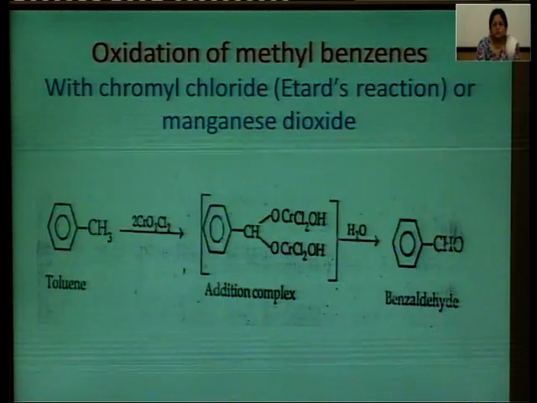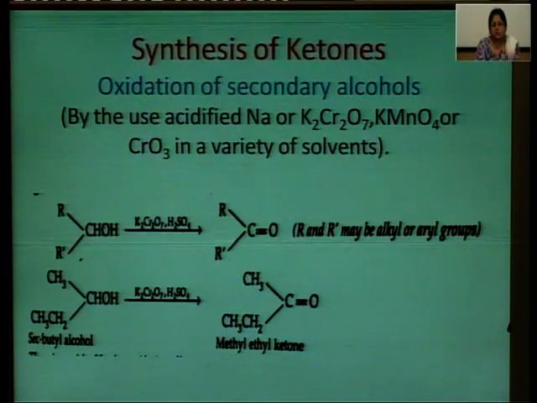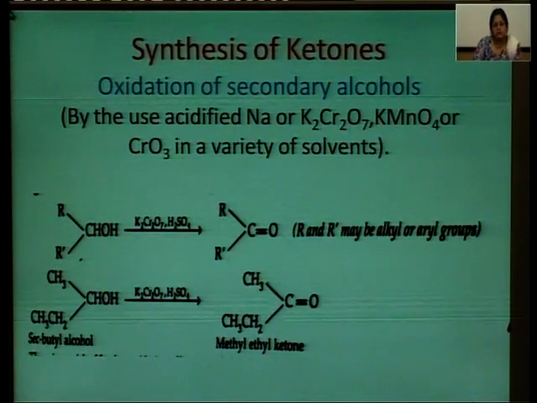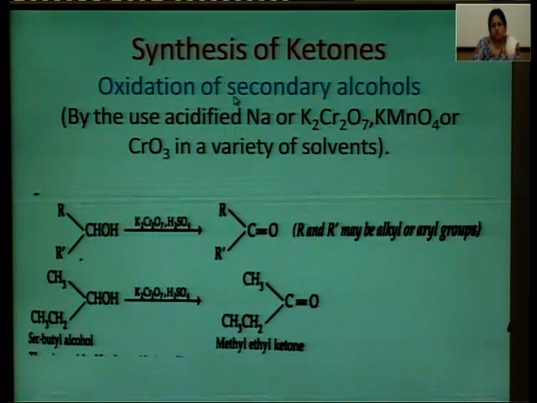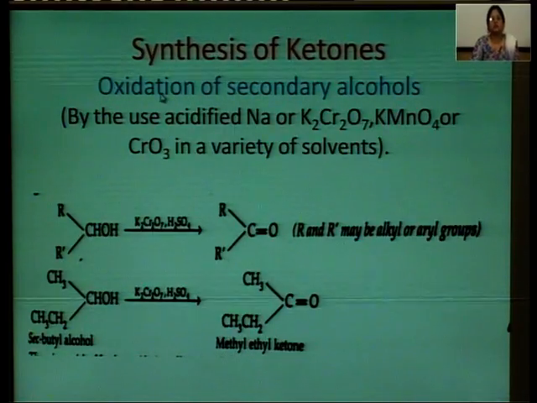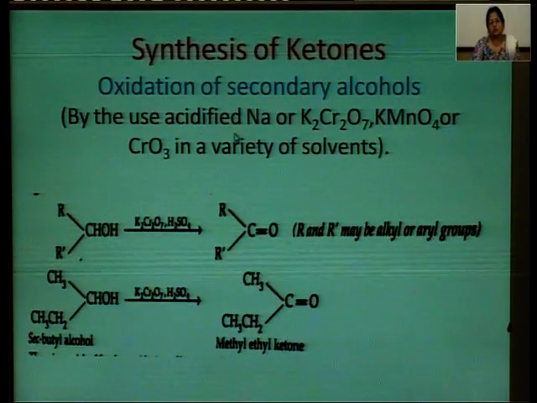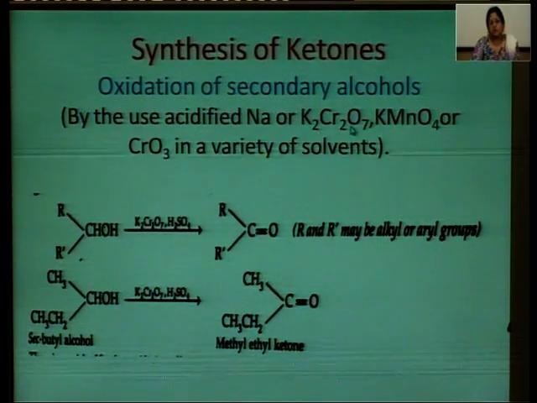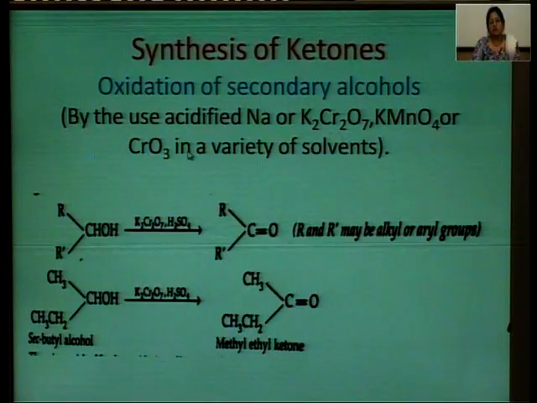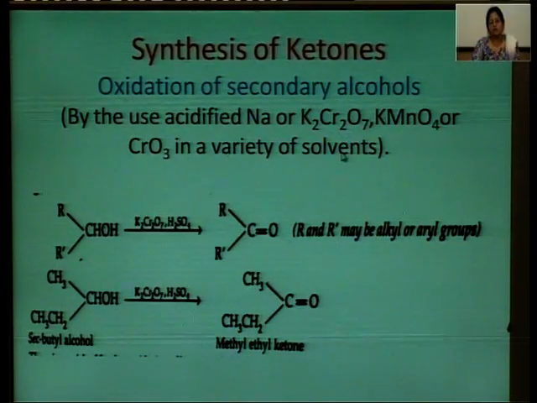After discussing the methods for the synthesis of the aldehydes, now we will discuss the various methods for synthesizing the ketones. The first method for the synthesis of ketone is the oxidation of secondary alcohol. Now, the secondary alcohols can be oxidized by the use of acidified sodium or potassium dichromate or potassium permanganate or chromium trioxide in a variety of solvents.